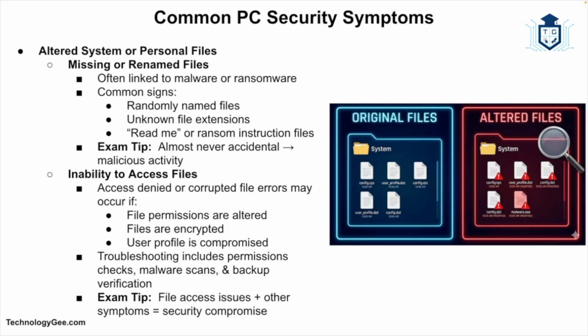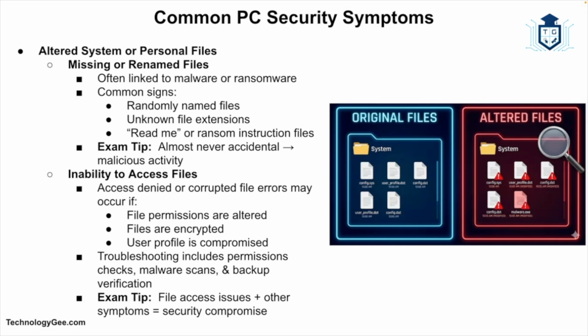Ransomware often encrypts files and changes their extensions. And other malware may hide files to confuse users to prevent system recovery. Some common red flags include files named with random characters, new file extensions that the user does not recognize, or files that have been replaced with README or instruction files. From an exam perspective, just understand that missing or renamed files are almost never accidental, and this symptom nearly always points to malicious activity.